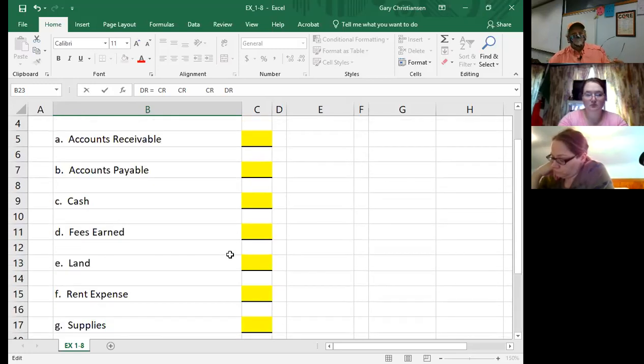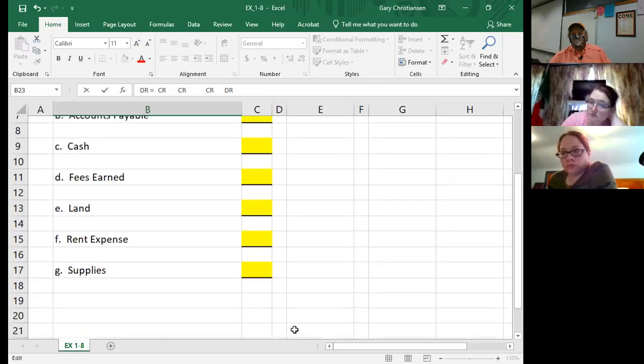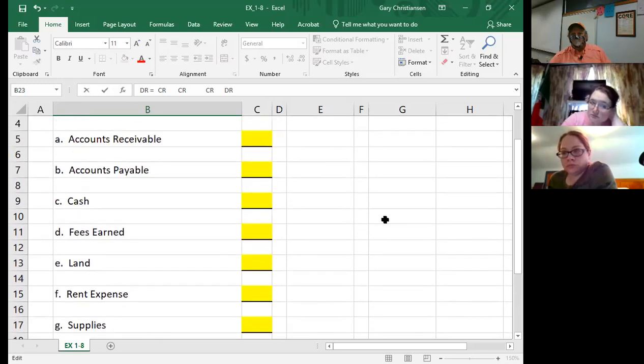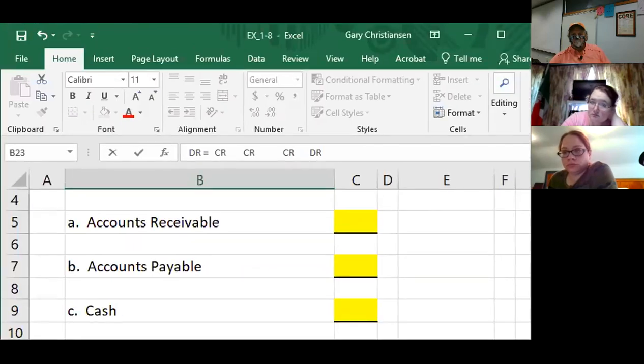All right, let's do this exercise. This exercise says, indicate whether each of the following is identified with asset, liability, or owner's equity. Let's do that, but hold on for a second. Oh, sorry about that. Let's go back up.